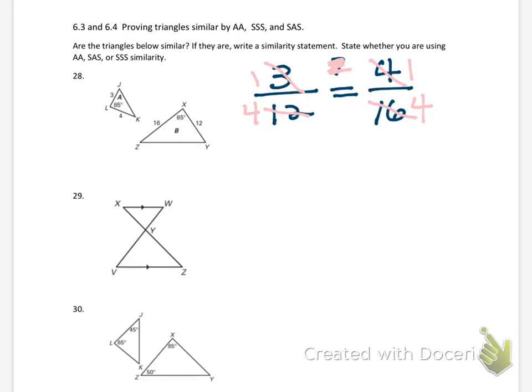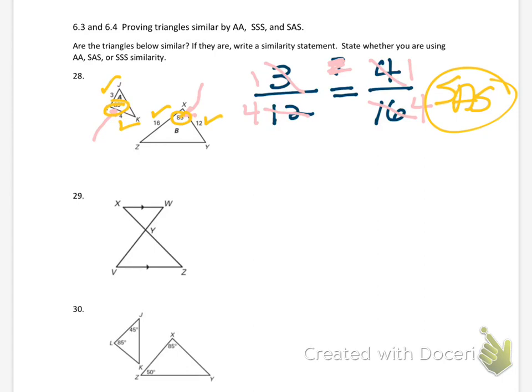What about the angle in between? This is the sandwich angle. Are those sandwich angles equal? And the answer is yes. So what are the sides? By side, angle, side, I have side, angle, side. These are indeed proportional. And if the sides are proportional and the angles are equal, you can prove similarity by side, angle, side.